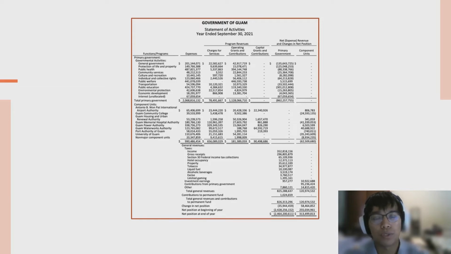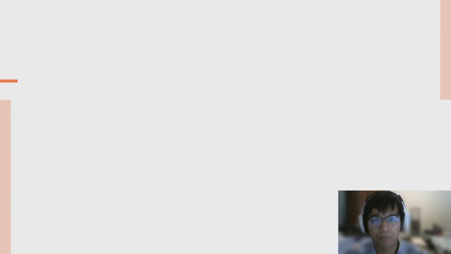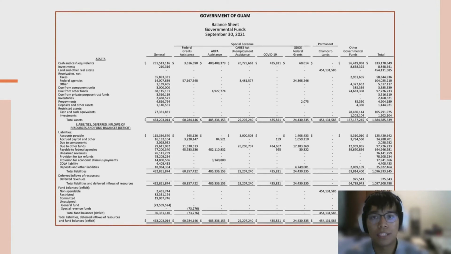Program revenues also include operating and capital grants and contributions in the government statement. The general revenues listed are derived from the taxation and investment income and other fees not specifically allocated to programs. GovGuam's income taxes required for workers, the gross receipt taxes applied to the company gross sales, and Section 30 includes immigration and naturalization fees.